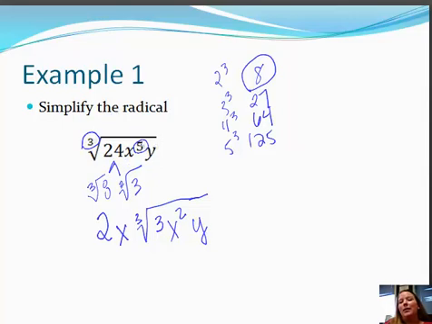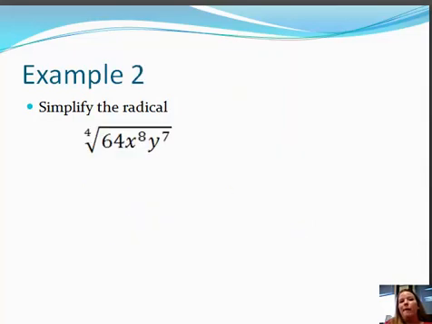However many goes into it evenly comes out. However many are left stays in. So if I did the square root of x to the 4th, well, this is a 2. 2 goes into 4 twice, so x squared would come out, and it would just go away the radical sign. Okay? Let's do another example.